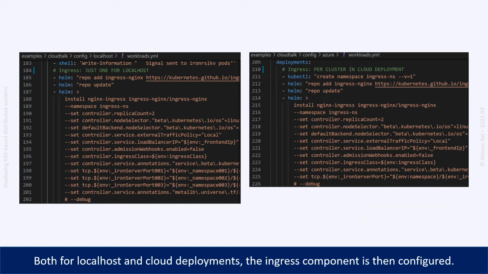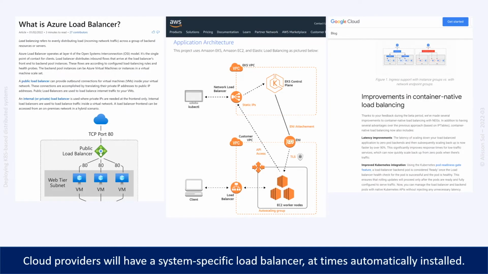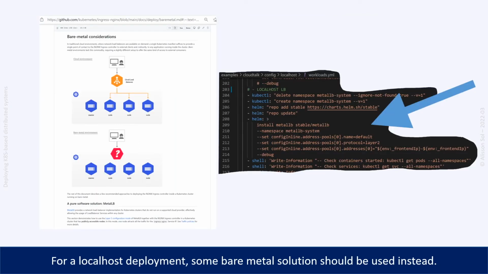Both for local host and cloud deployments, the ingress component is then configured. Cloud providers will have a system-specific load balancer, at times automatically installed. For a local host deployment, some bare metal solution should be used instead.